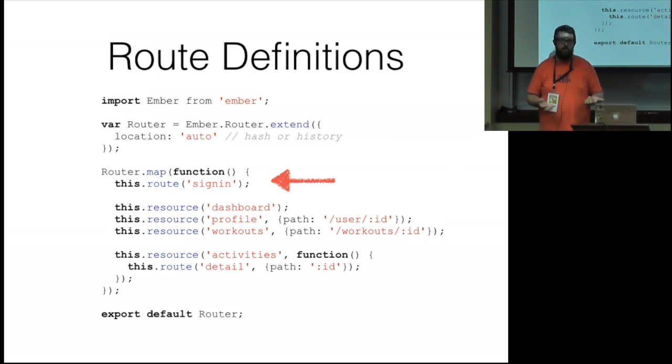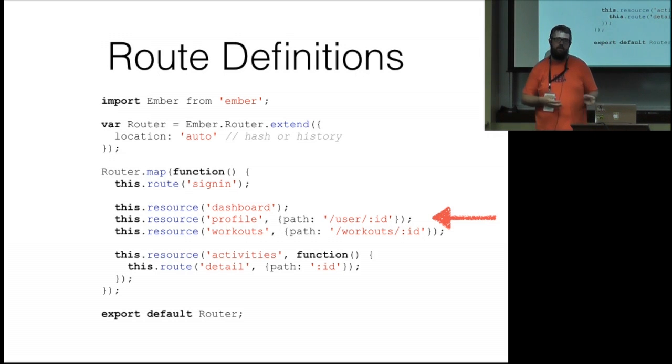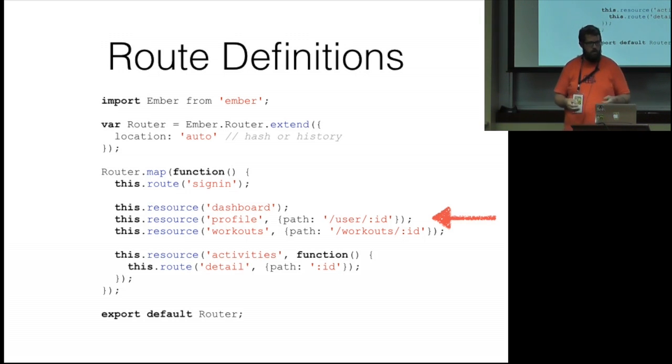So in the router.map function, you can call, say, this.route, and that's going to create a /signin URL. And if I call this.resource, it's going to do the same thing. I can optionally supply a path. The difference between route and resource is a route is normally like a verb, and a resource is usually a noun. So, I have a dashboard, I have a profile, I have workouts, but I would sign in, so it's a verb.